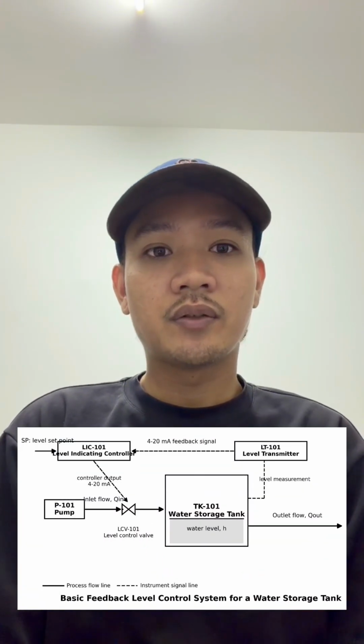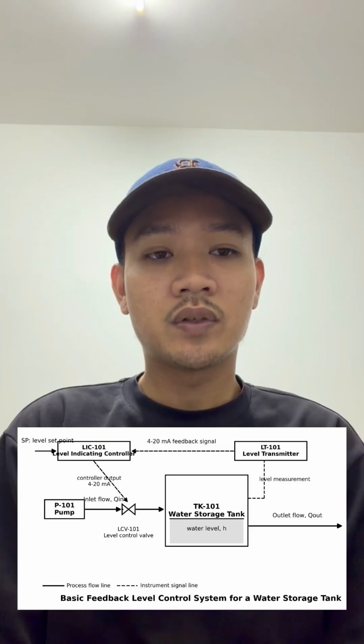I'm going to continue the presentation with the process description and control loop. The main equipment in this system is the water storage tank labeled as TK101. The water enters the tank from the water supply through pump P101.